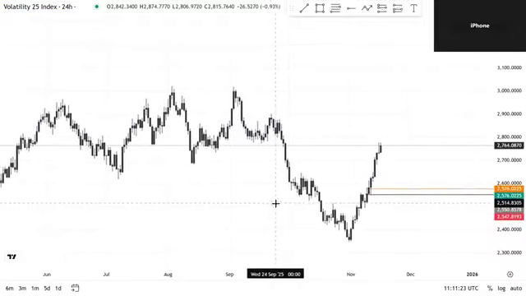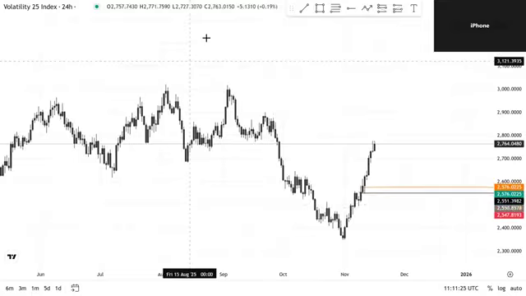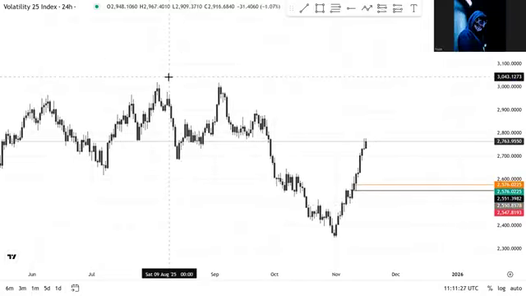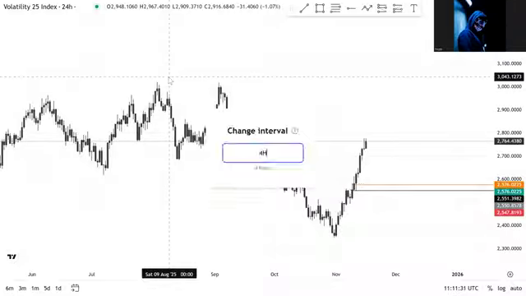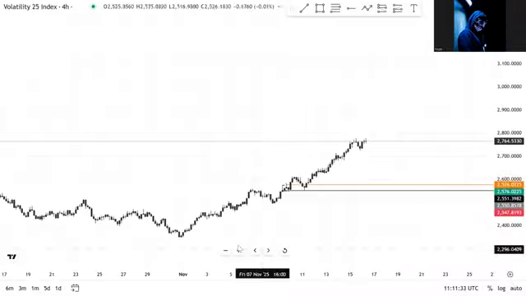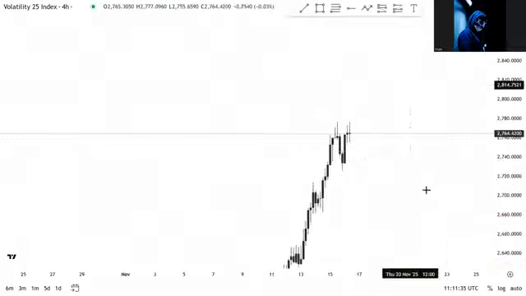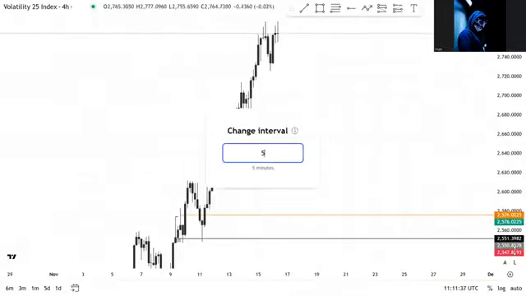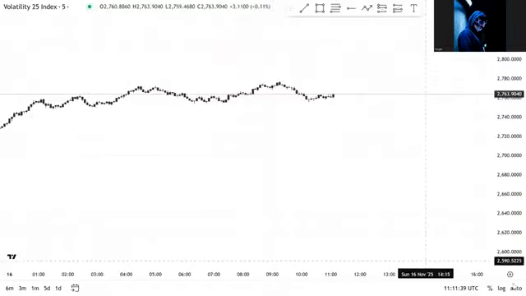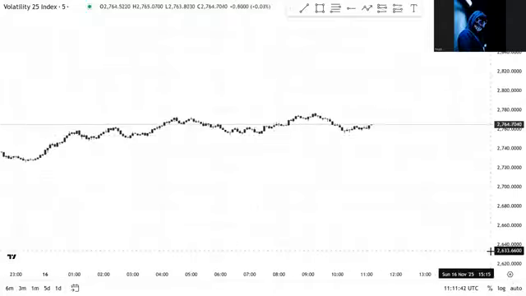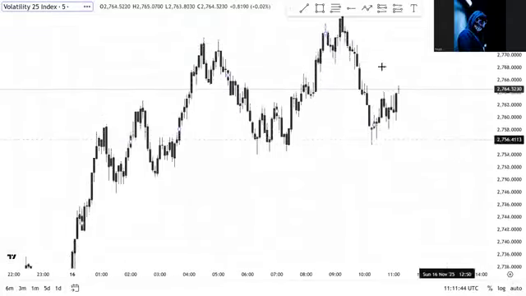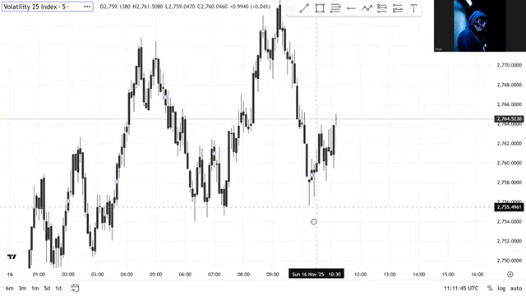Now, okay, this is V25 index. Bullish. So yeah, any other questions? Any questions? Any other questions? Any questions from anyone?